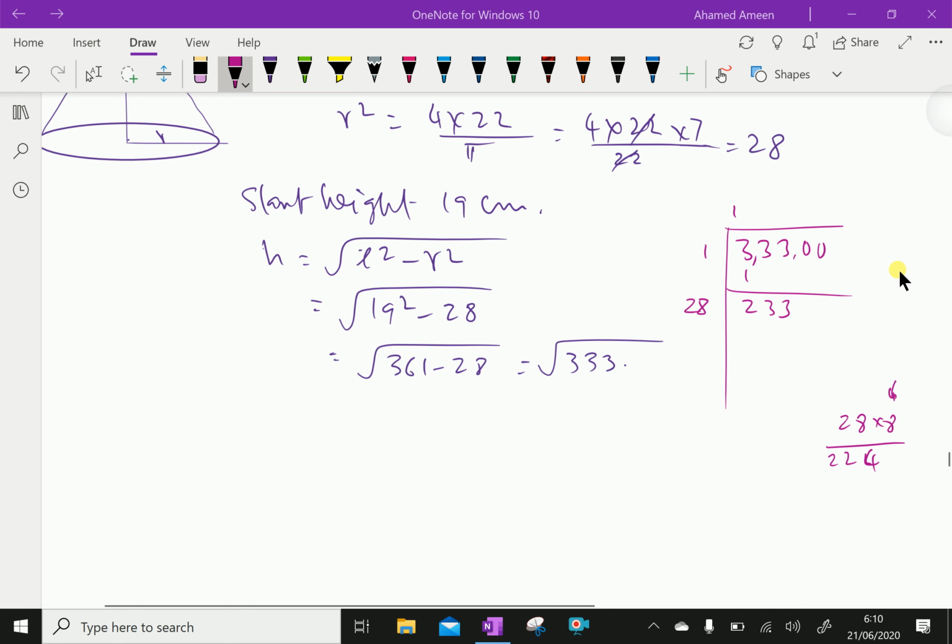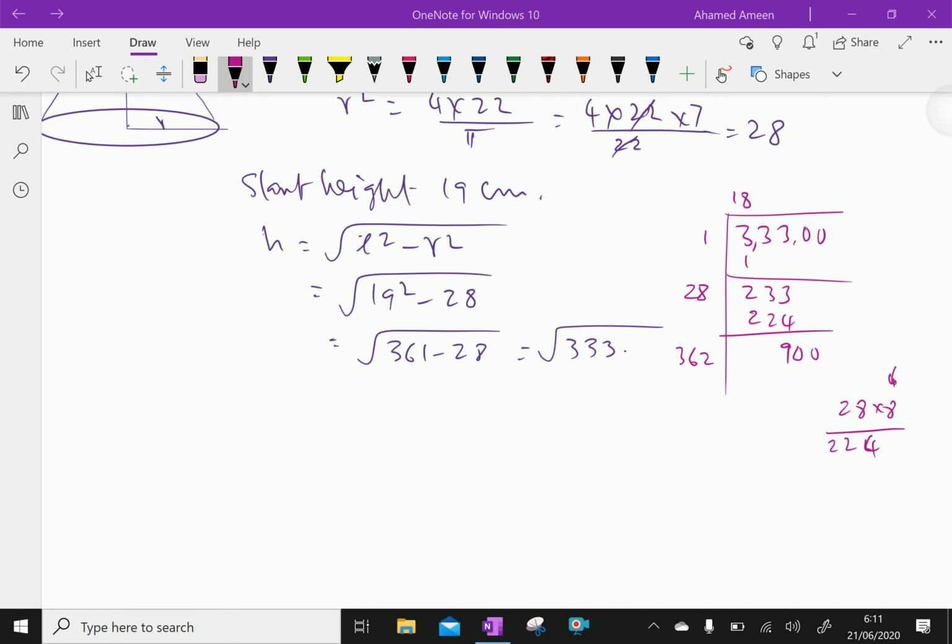So we have to put 8 here, and 28 into 8 is 224. Subtraction is 9. Then bring down two zeros, and 18 doubled is 36. Now if you add 2 into 362 it is 724. So it is under the 900.